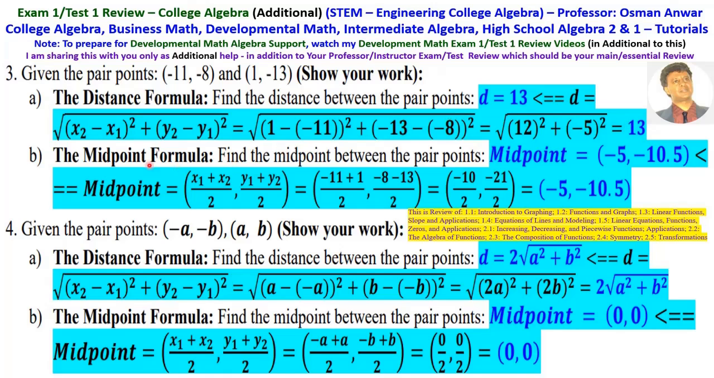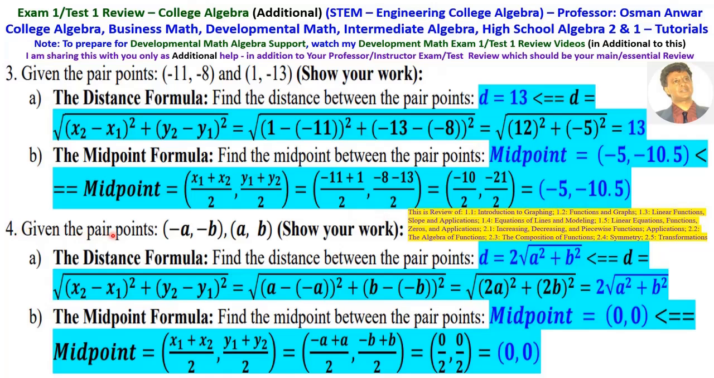Okay, and the midpoint is (x1 plus x2) over 2, (y1 plus y2) over 2. So it is (-11 plus 1) over 2 and (-8 minus 13) over 2. That is -10 over 2 and -21 over 2, which is equal to -5 and -10.5.